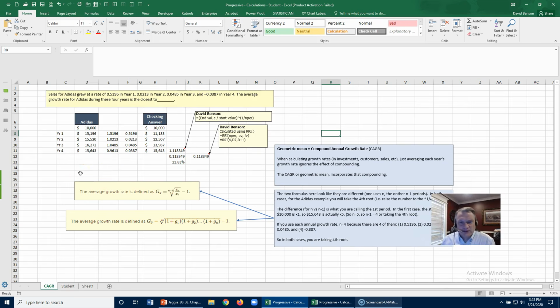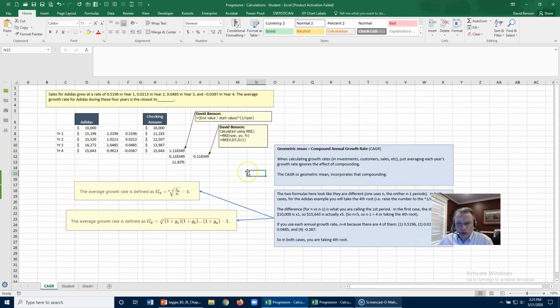In this one, you're going to be calculating the compound annual growth rate, which your book usually calls the geometric mean. But normally, as I mentioned over here in this blue box, the geometric mean is more commonly referred to as the compound annual growth rate, or CAGR. That's how you pronounce that, CAGR.